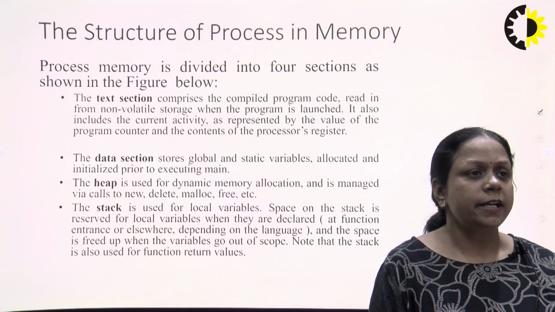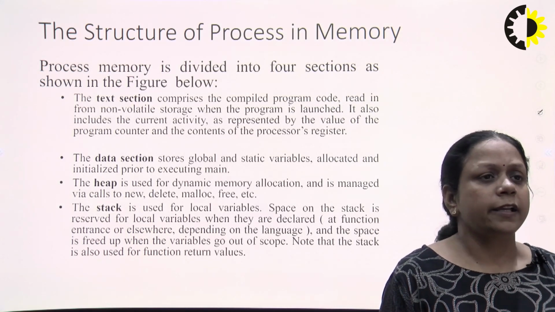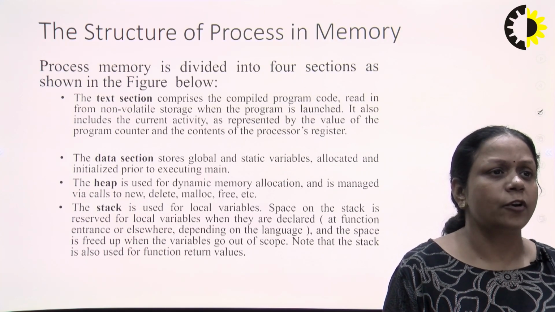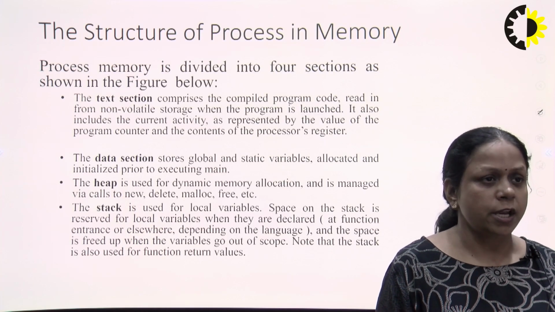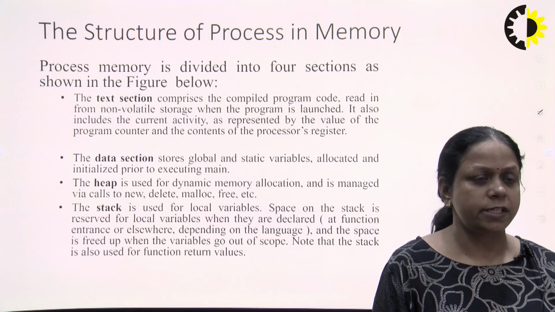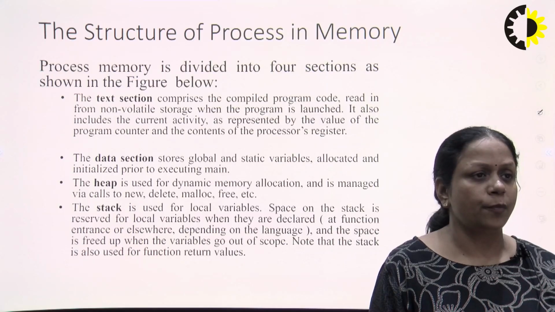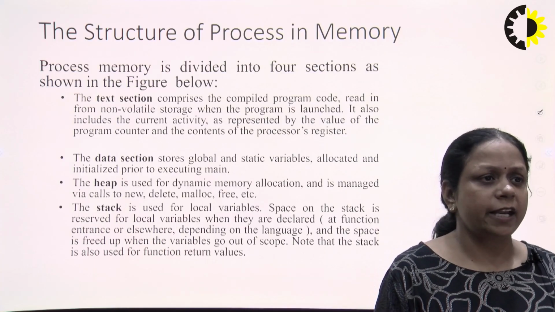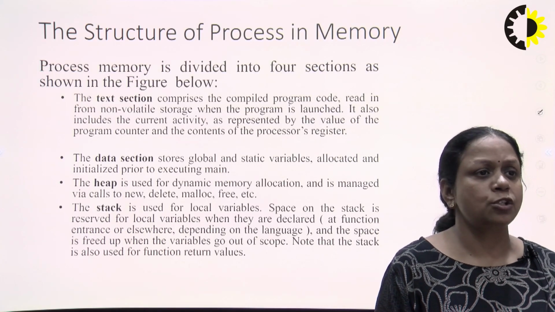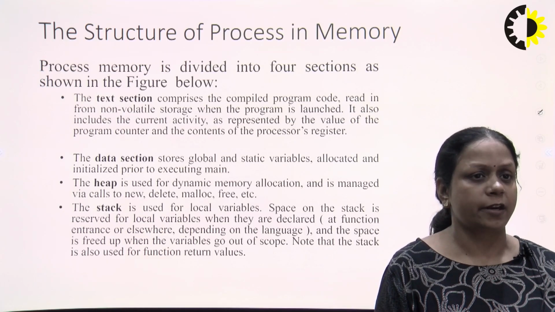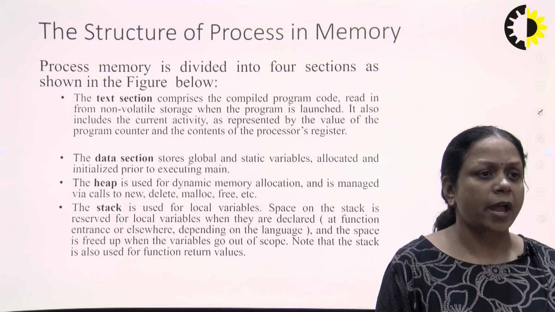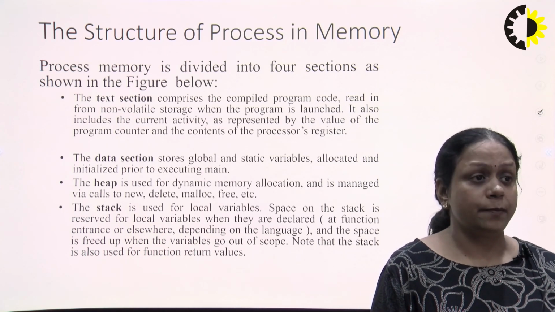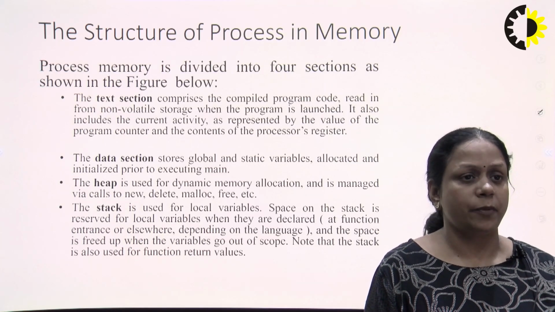Now the first one is the text section. Text section comprises the compiled program code, read in from non-volatile storage when the program is launched. It also includes the current activities as represented by the value of the program counter and the contents of the process registers. Then the second part is the data section. Data section stores the global and static variables allocated and initialized prior to executing main. Now the third one is the heap. The heap is used for dynamic memory allocation.